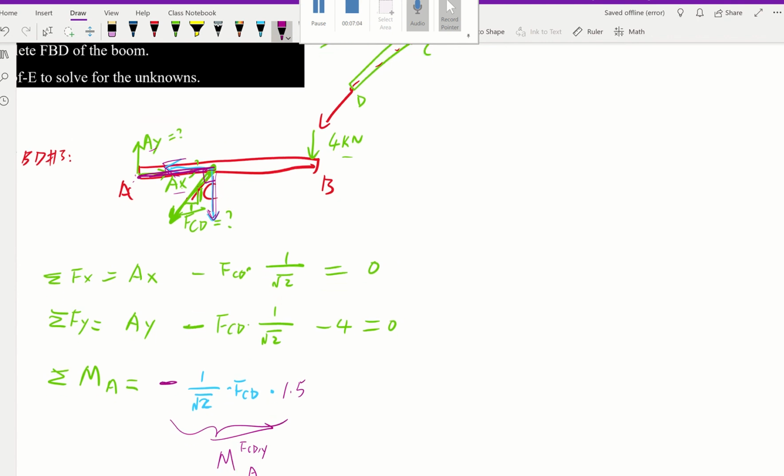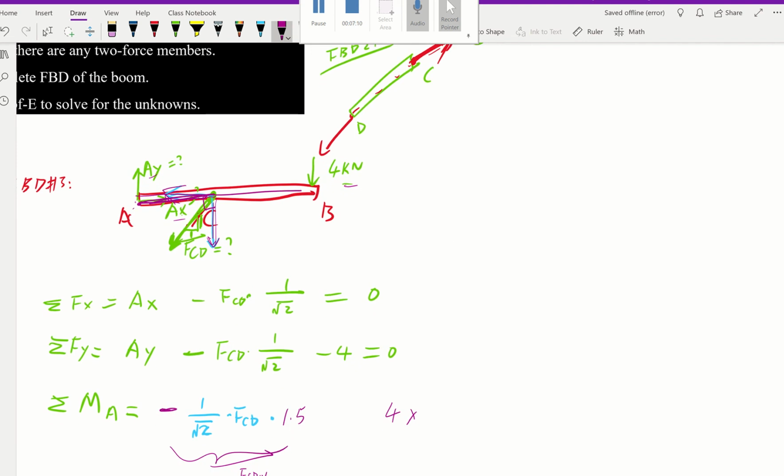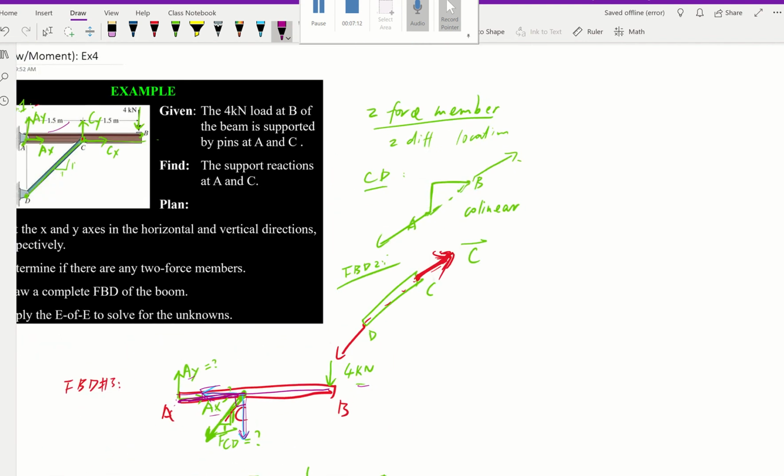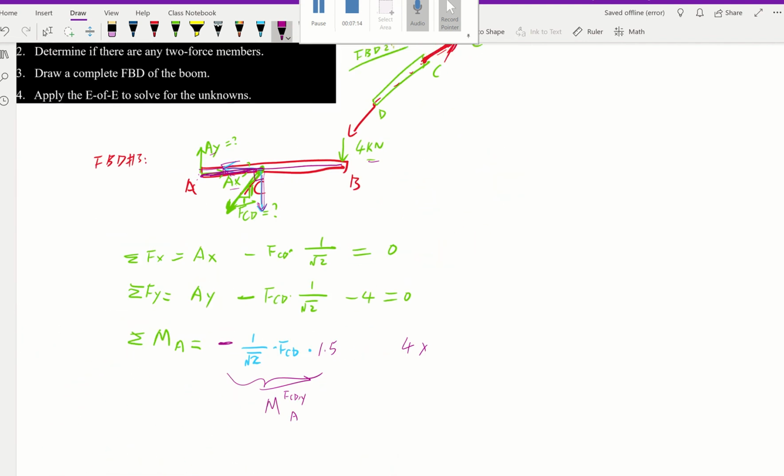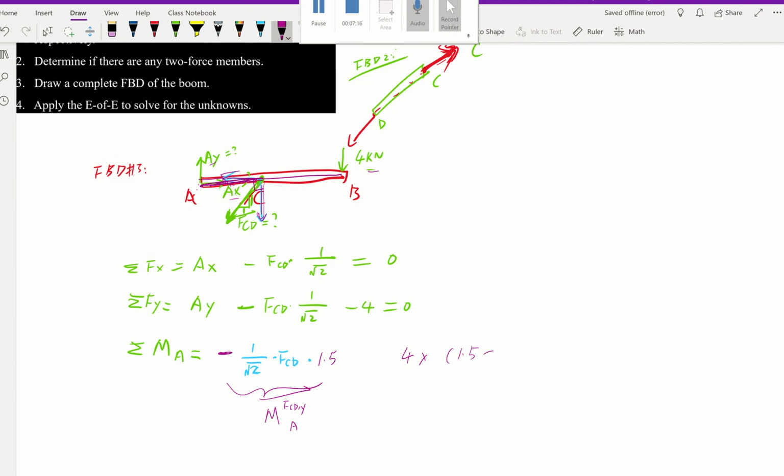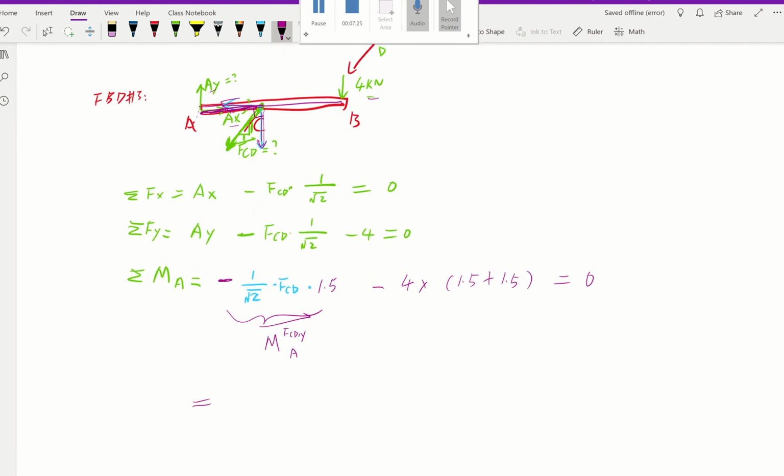Now the last thing we need to worry about is the 4 kilonewton rotating about A, which will use the entire beam length for the moment arm. That is 1.5 plus 1.5. That rotation is going to be clockwise, so it's negative, equal to 0. Then let's see. Pause for a few seconds and check what you got for those answers.